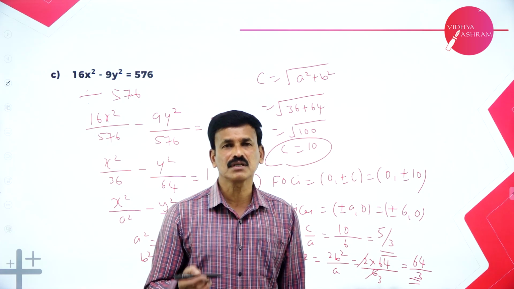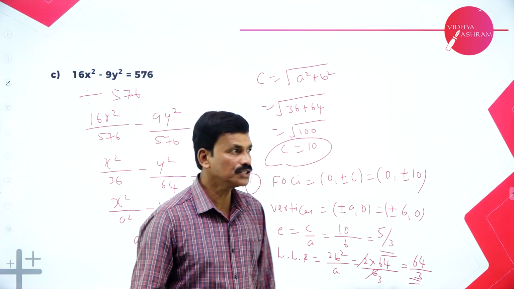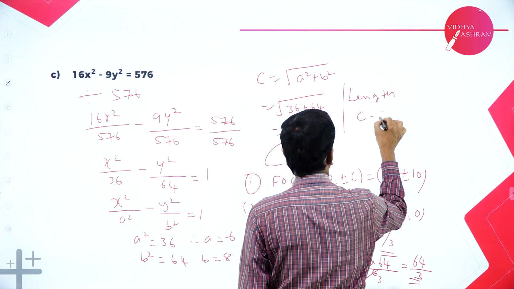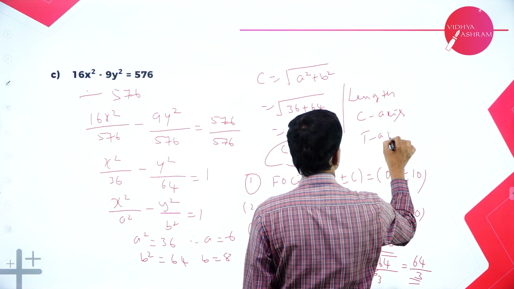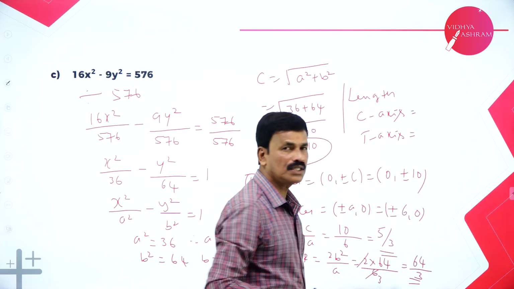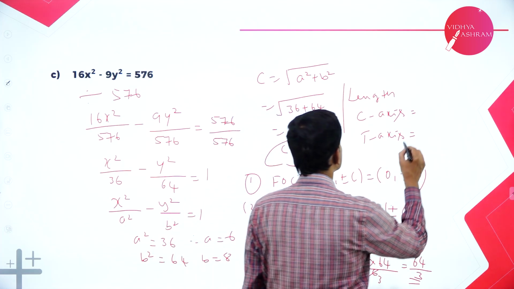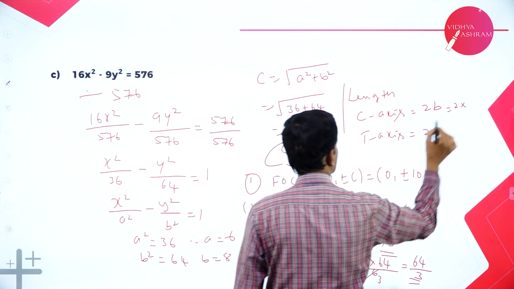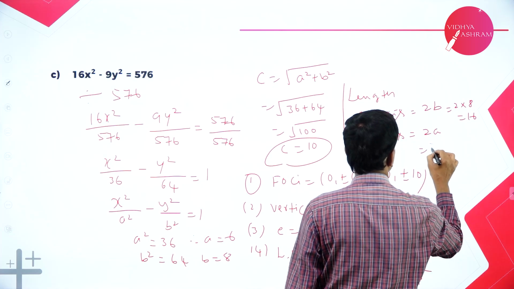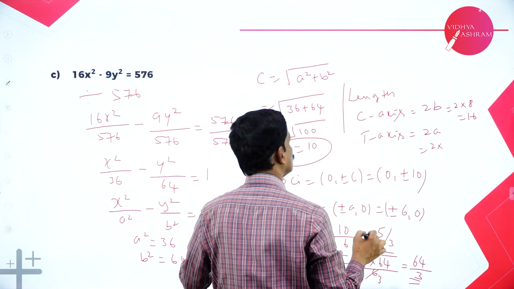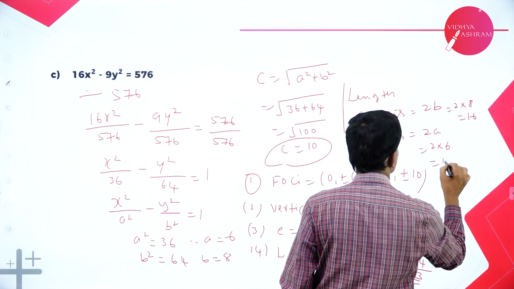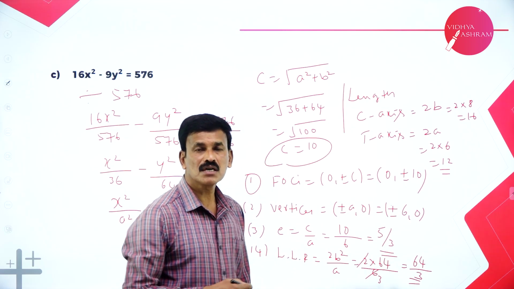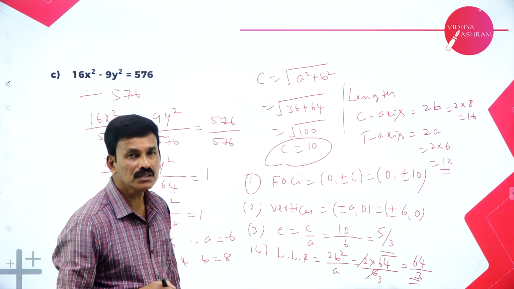Now if you want to find the length of the axes, that is the transverse axis and conjugate axis. The conjugate axis is 2b and the transverse axis is 2a. 2 into b, what is b? b is equal to 8, so 8 twos are 16. And 2 into a, what is a? a is equal to 6, so 2 sixes are 12. So the transverse axis is 12 and the conjugate axis is 16. This is how we find the points depending upon the given hyperbola.